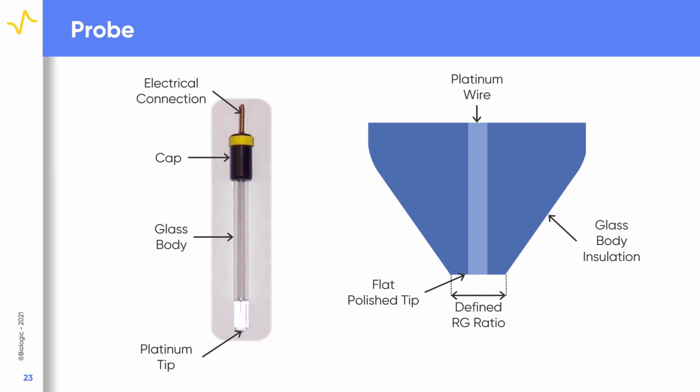Notice that the probe is conical at the end. This can be achieved by polishing or pulling depending on the probe. At the end of the cone, the tip is polished flat. The aim is to have a flat tip to achieve the inlaid disc shape of interest. If the active platinum is raised or inset into the probe, the quality of the measurement will be affected. It is important that the probe is polished flat to achieve a well-defined RG ratio, as will be discussed.